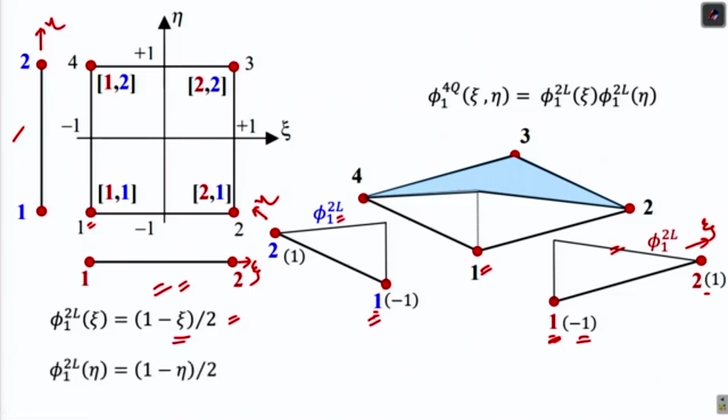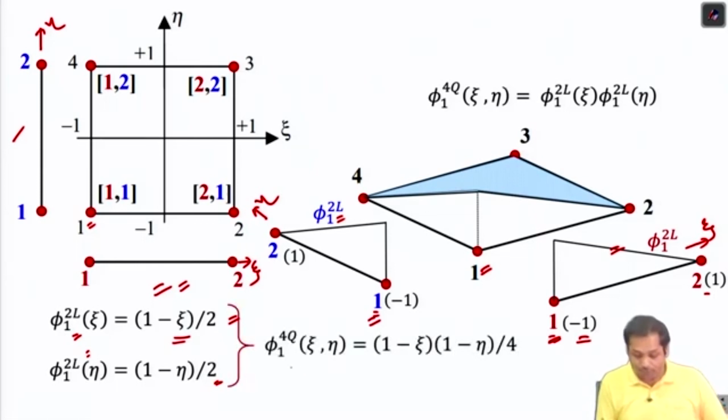It is a one dimensional shape function, written like this. Now you have to take the product. So this will be this and this into this, and if we take the product, this product will be this. So this will be our shape function.